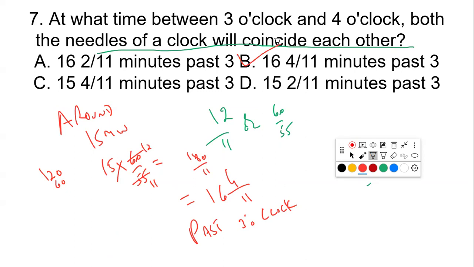Simple only. So you should use 60 by 55. Calculate the approximate time when it is going to happen, and whatever you have calculated, multiply by 60 by 55.